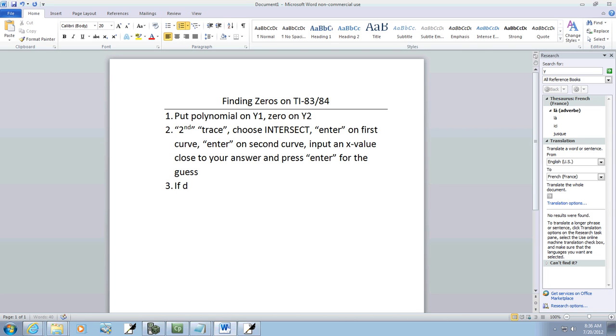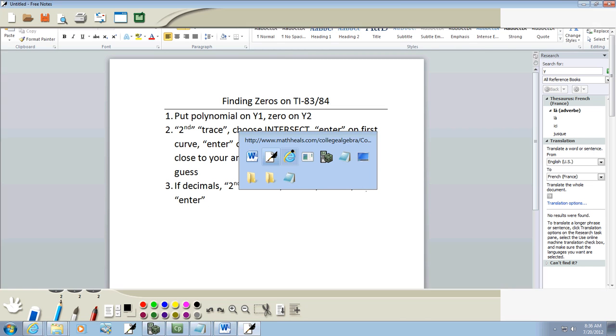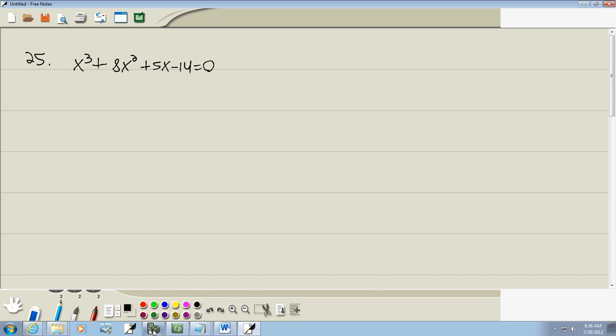In step 3, if you have decimals, second mode, exit out, and then math, enter. So let's take a look at these. For this, I'm going to go to my calculator.